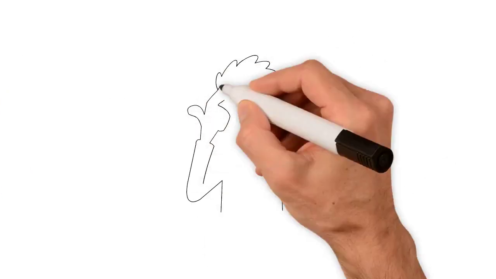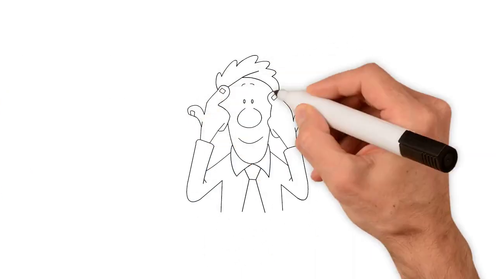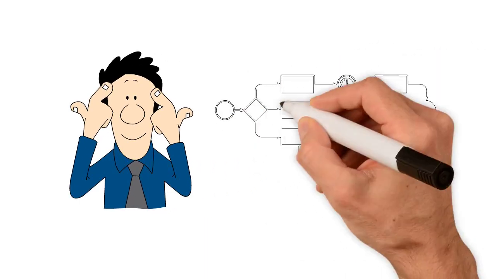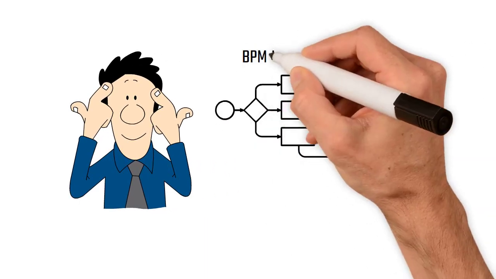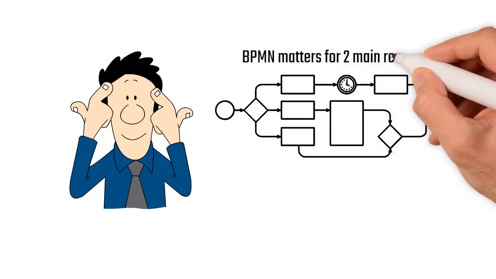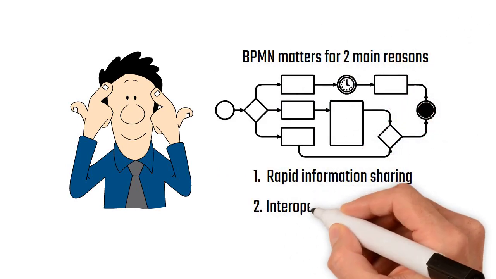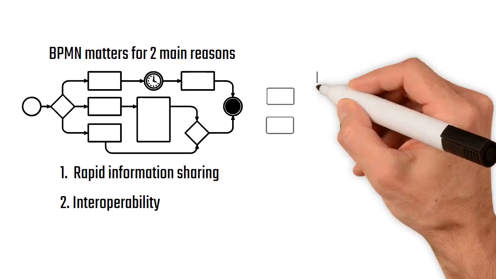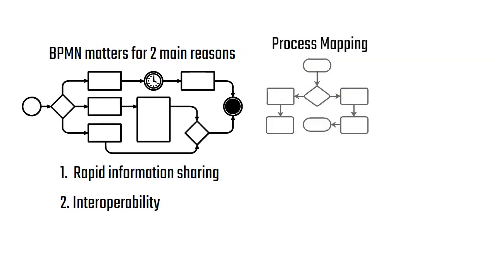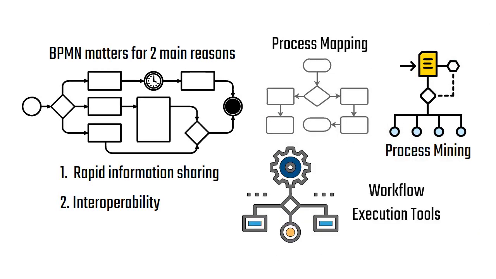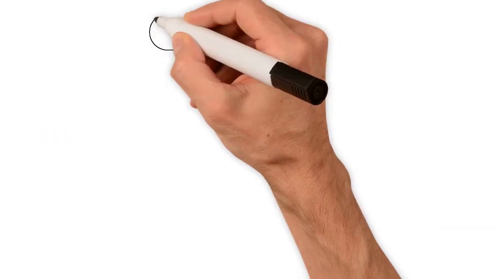Why this matters to our hyperautomation and process optimization community may be clear, but allow me to add some specificity. In the context of hyperautomation, BPMN matters for two main reasons. One, rapid information sharing, and two, interoperability, specifically interoperability between process mapping, process mining, and workflow execution tools. Let's take a look at each of these two a bit closer. First up, rapid information sharing.